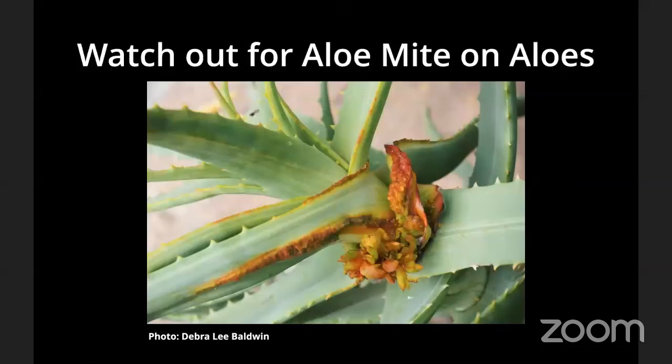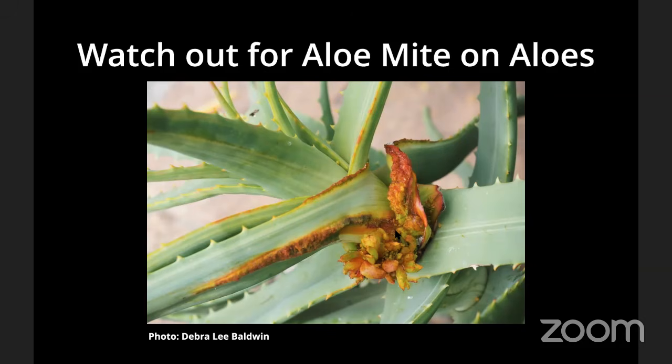And then the other thing to watch out for in terms of top things to watch out for on aloes is aloe mite. And that's a tiny little insect that causes this almost like cancerous looking growth and can spread from aloe to aloe. And so if you see this show up on any of your aloes, you want to deal with it. Some species tend to be more prone than others. It's just something that's around.